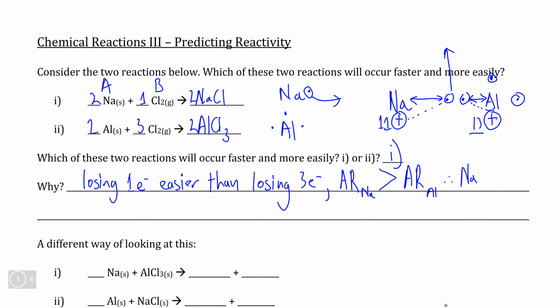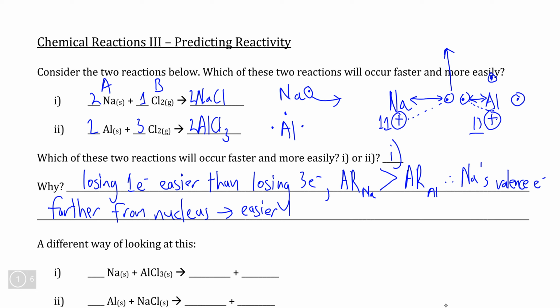Therefore, sodium's valence electrons are farther from its nucleus. And if they are farther from the nucleus, that means that they will be easier to remove, because the positive charge, once again, has a weaker hold over them than with aluminum's.